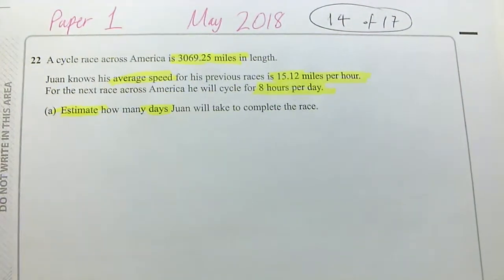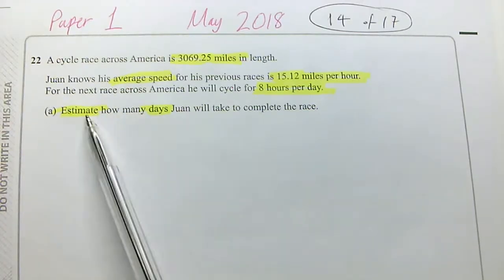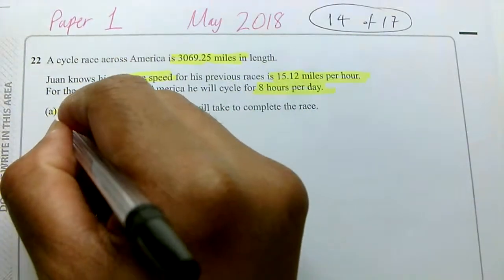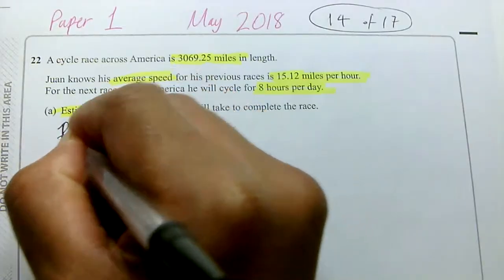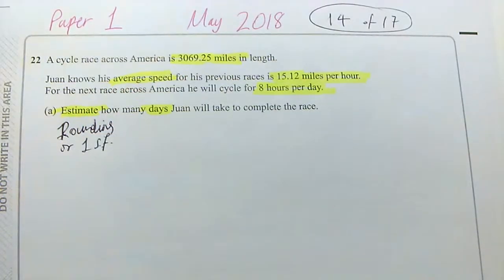So a few things happening here. All right, so this time round, you can see we are linking it to estimate. So again, when we are estimating, we are usually rounding to one significant figure. So that's important to remember when we're doing this question.